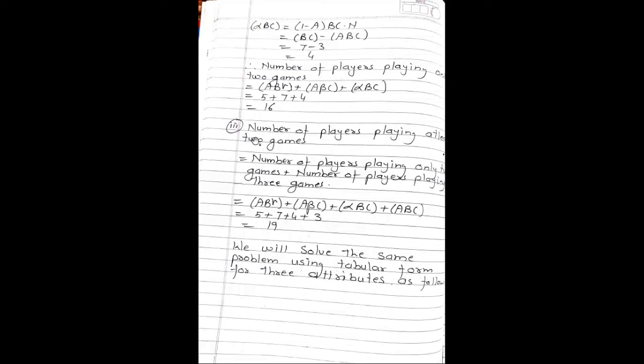Third part of the problem, number of players playing at least two games is written as number of players playing only two games plus number of players playing three games. So which is equal to AB gamma plus A beta C plus alpha BC plus ABC. All these values we already have calculated as 5 plus 7 plus 4 plus 3, which can be written as 19.